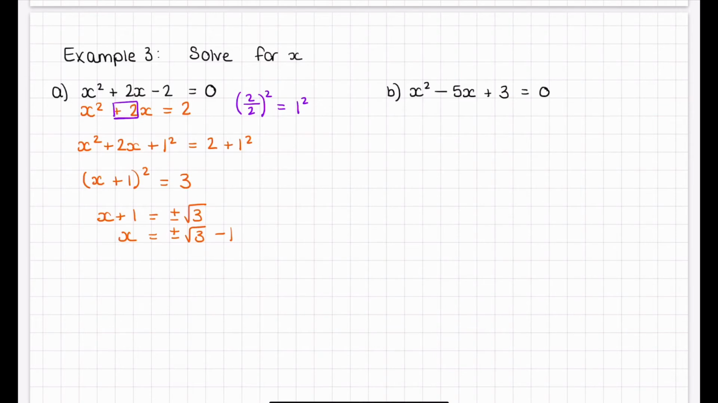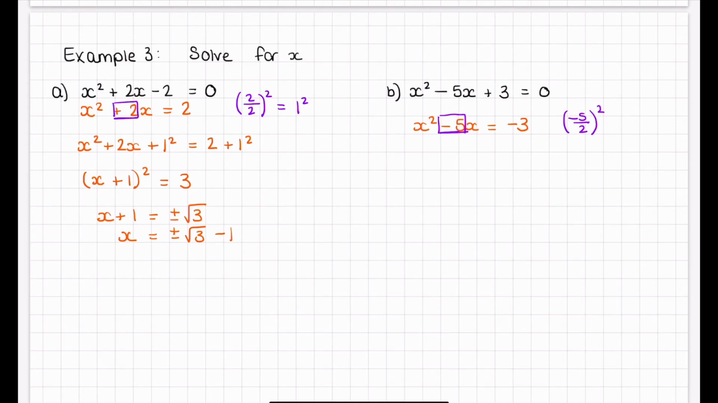All right, B. Same idea. Rewrite it first. We're going to have x squared minus 5x equals minus 3. Now from here, we're going to look at the values. So we've got minus 5 as our b value. So we need to do minus 5 divided by 2 all squared.